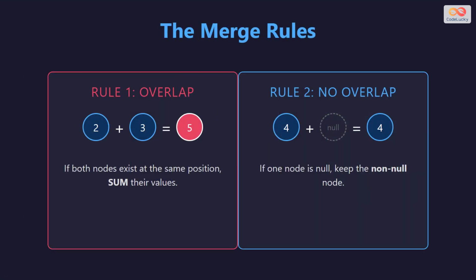Here are the simple rules for merging. If two nodes overlap at the same position, we simply add their values together. For example, 2 plus 3 equals 5. However, if a node exists in one tree but is null in the other, we just keep the non-null node as it is.